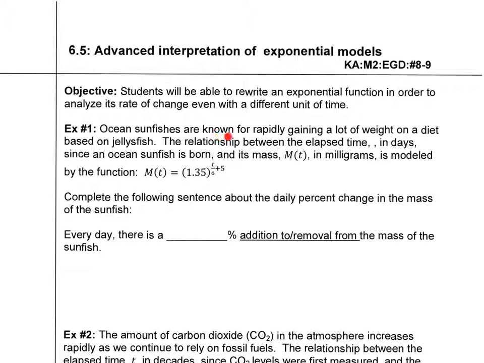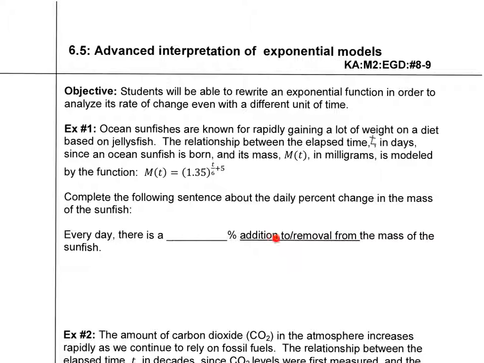Ocean sunfishes are known for rapidly gaining a lot of weight on a diet based on jellyfish. The relationship between the elapsed time, there should be a t there, I apologize, in days, since an ocean sunfish is born, and its mass, m of t in milligrams, is modeled by the function m of t equals 1.35 to the t over 6 plus 5 power. Complete the following sentence about the daily percentage change in the mass of the sunfish. Every day there is a blank addition to or removal from the mass of the sunfish.